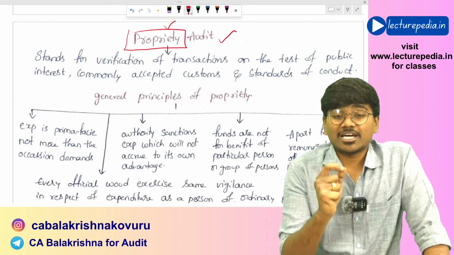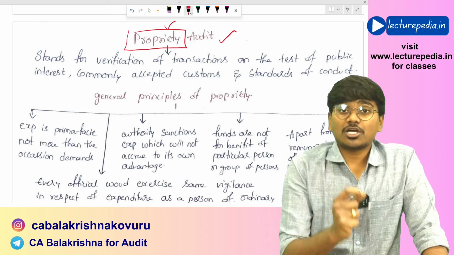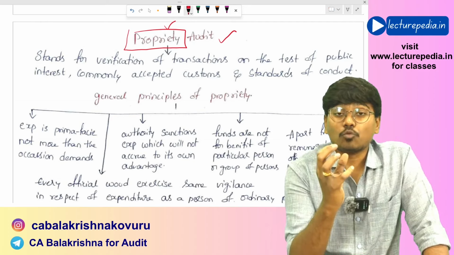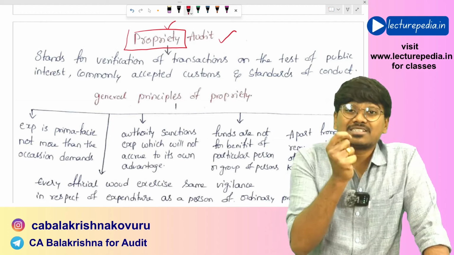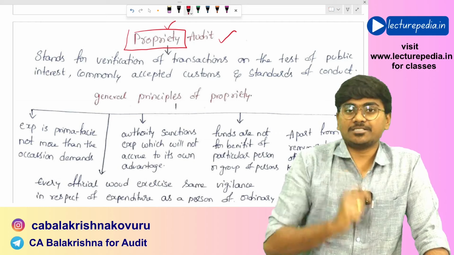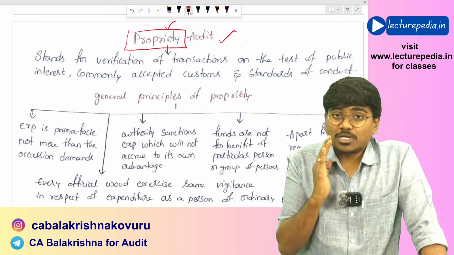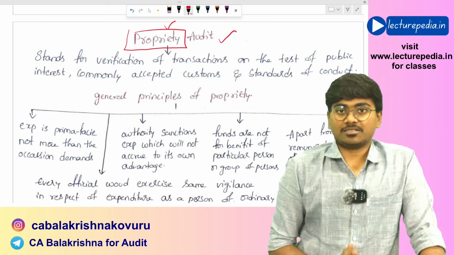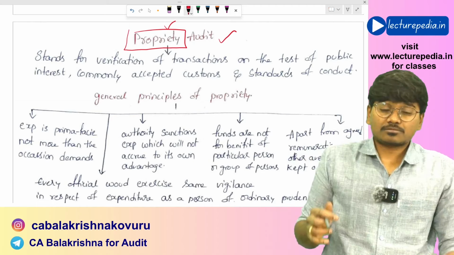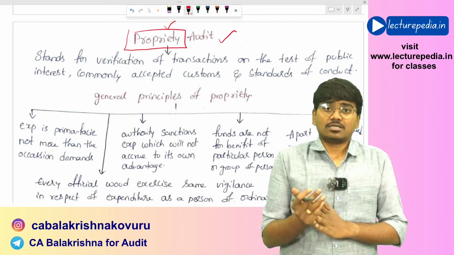You will spend this 1 lakh rupees cautiously, right? So why are you spending cautiously? Because there is a sense of ownership that you are feeling. That sense of ownership is known as the element of propriety. Okay. If you have a sense of ownership, then your behavior will be different. Okay. So now in the government audit, why has this propriety element come?